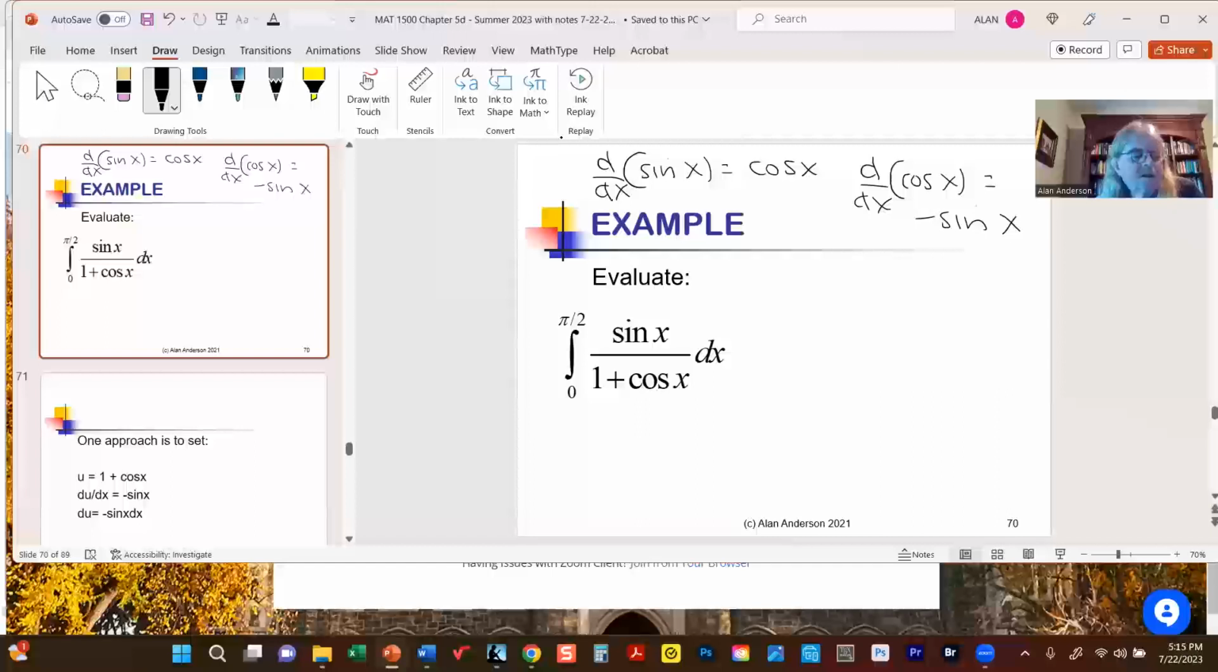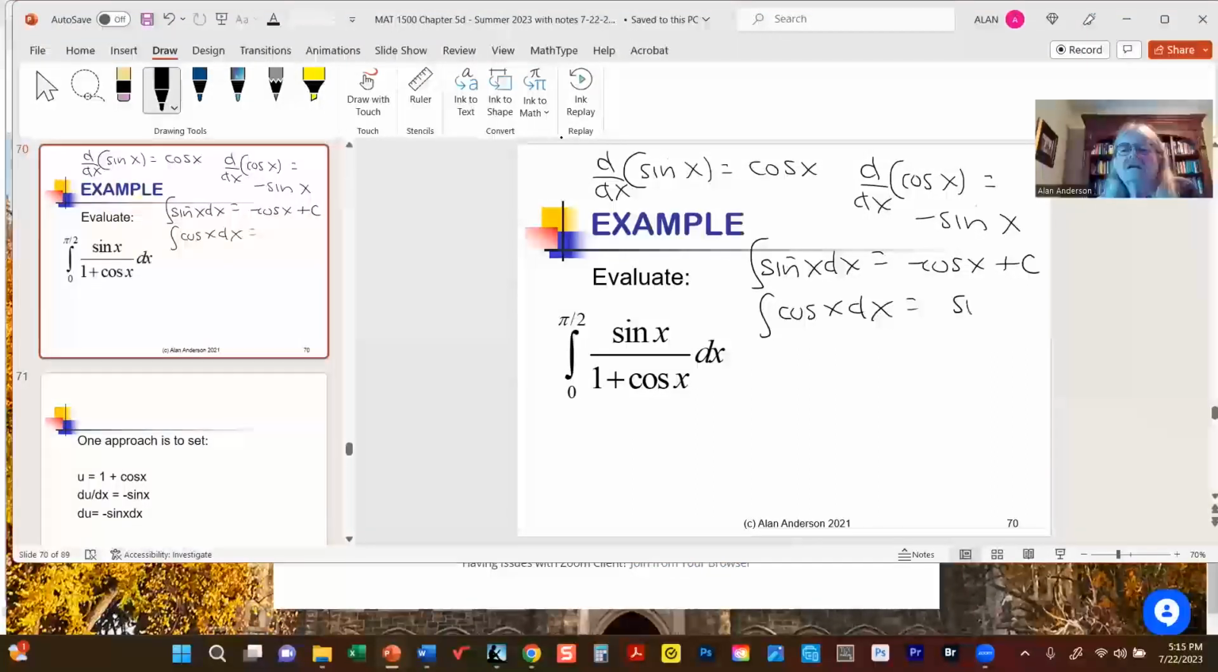And so this implies that the integral of sine x dx is the negative cosine. Okay. And that also implies that the integral of cosine x is the sine. So that means we have to think about what to do about u.